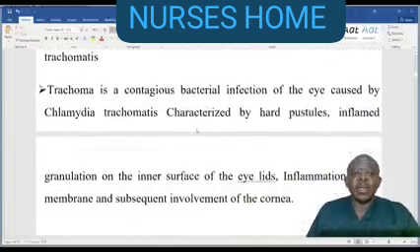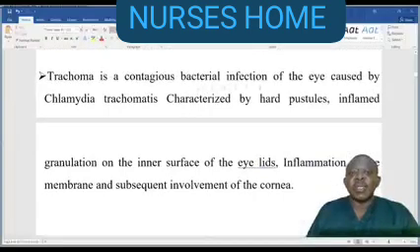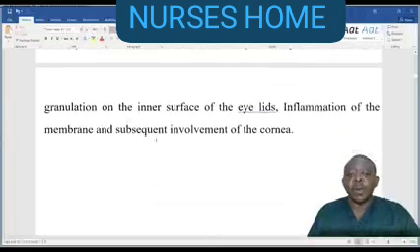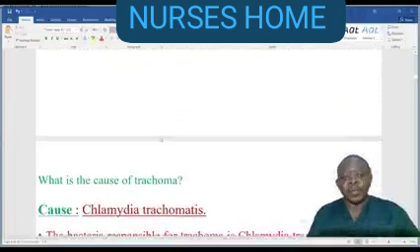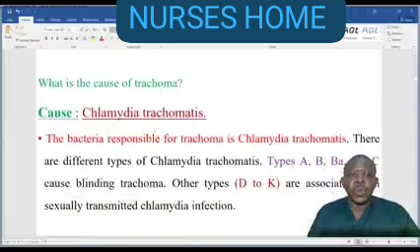Trachoma can also be defined as a contagious bacterial infection of the eye that is caused by Chlamydia trachomatis that is characterized by hard pustules, inflamed granulation of the inner surface of the eyelids, inflammation of the membrane, and subsequent involvement of the cornea. What is the cause of trachoma?